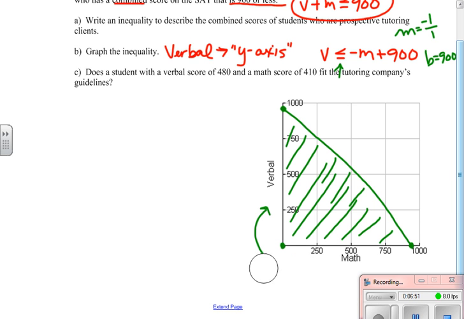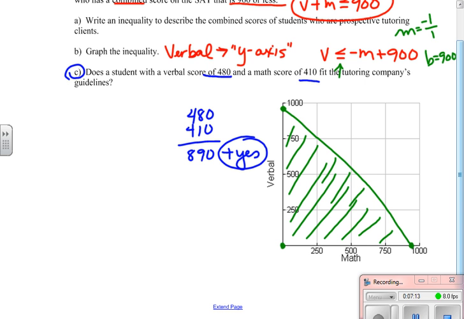Now, what can we do with a graph like this? With a graph like this, we can answer a question like C. Does a student with a verbal score of 480 and a math score of 410 fit the tutoring company's guidelines? Now, some of you are just going to say, well, 480 and 410 is an 890. Yes. That works because it's less than.